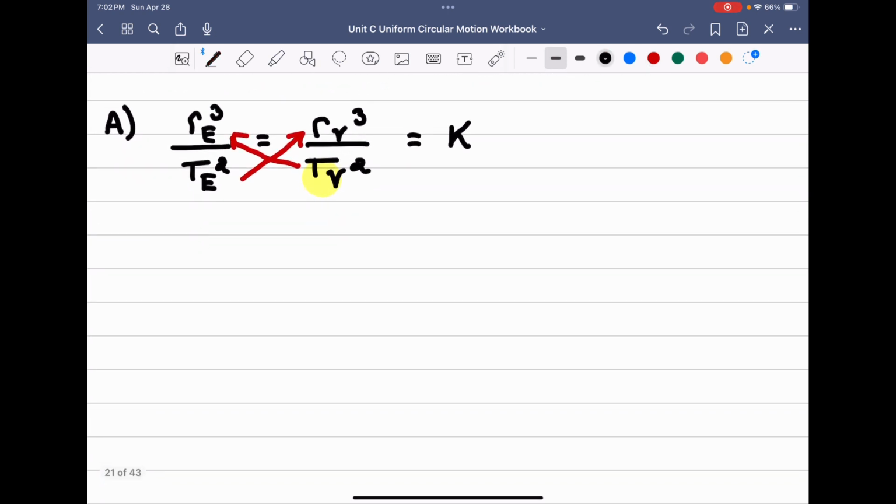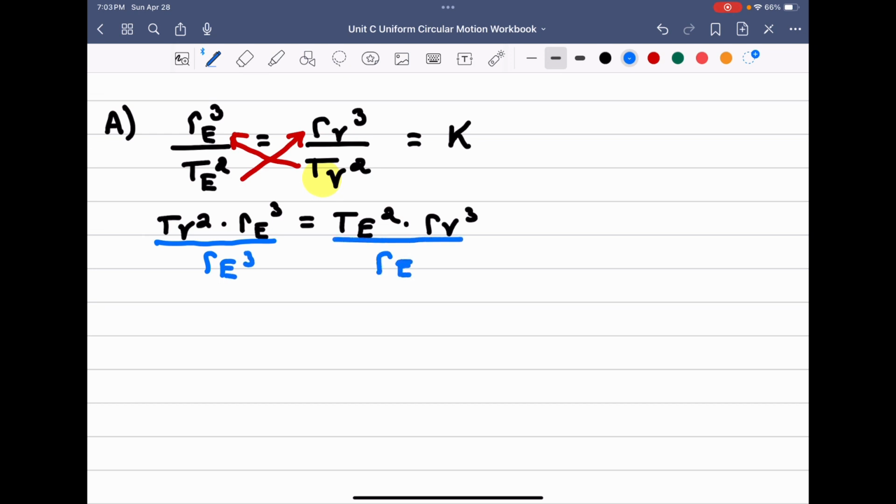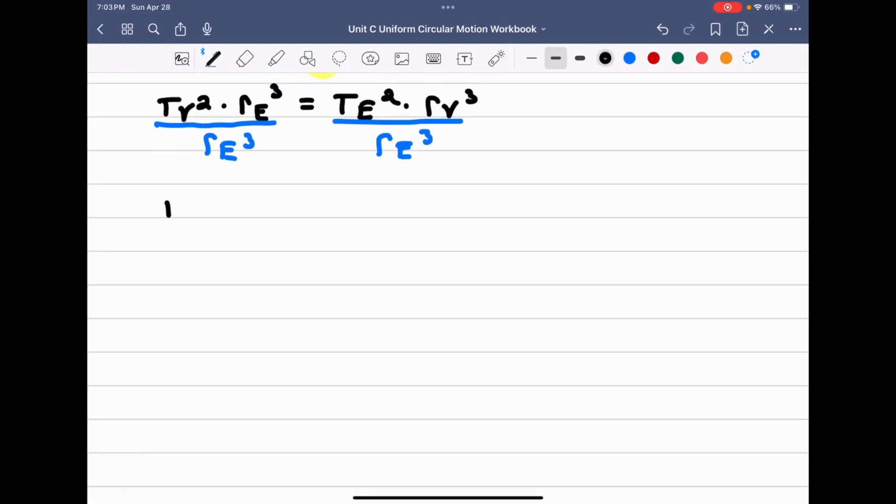When we cross multiply both the denominators, we end up getting TV squared multiplied by radius of the Earth cubed is equal to period of the Earth squared multiplied by radius of Venus cubed. Now we're solving for that TV squared, so I'm going to divide both sides by RE cubed. Now this gives me TV squared is equal to TE squared times RV cubed divided by RE cubed.